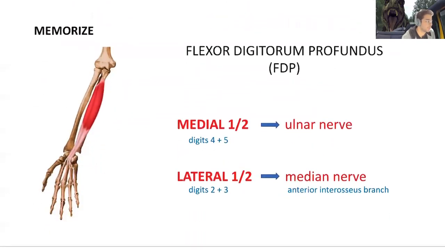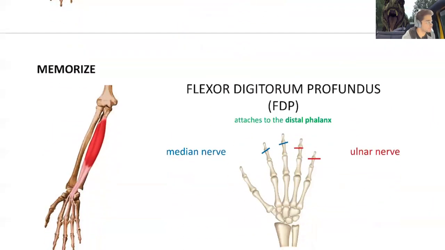Remember, the medial half is associated with digits 4 and 5, because medial, we're talking about your pinky and your ring finger, right? Your lateral 2 are associated with digits 2 and 3, your pointer finger as well as your middle finger, right? That's associated with your median nerve, and that's a branch off of the anterior interosseous nerve, okay?